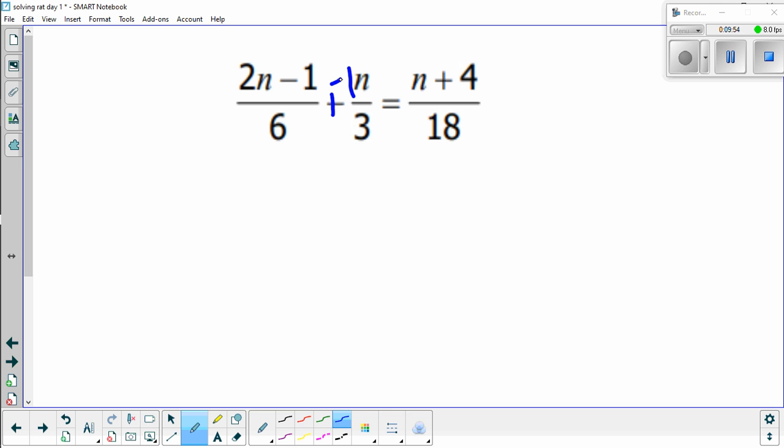Common denominator to me looks like 18. I think everything goes into 18. Give everyone an 18. See how you do.